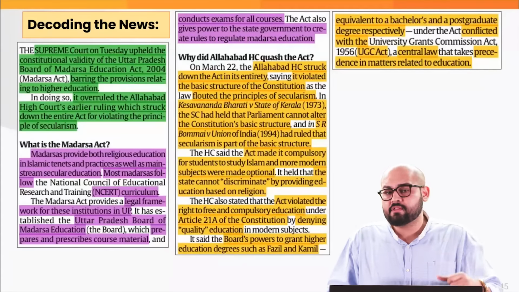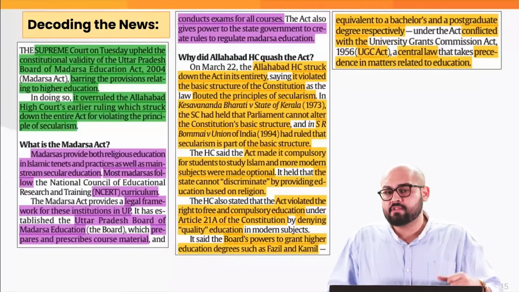Next aspect is that the state can regulate madrasas. So it has very clearly said that states have the power to regulate different madrasas so long as the regulation is reasonable and rational. States can regulate the aspects of education in minority institutions without violating the right to administration. The Madarsa Act, without depriving the educational institutions of their minority character, is in line with this principle.